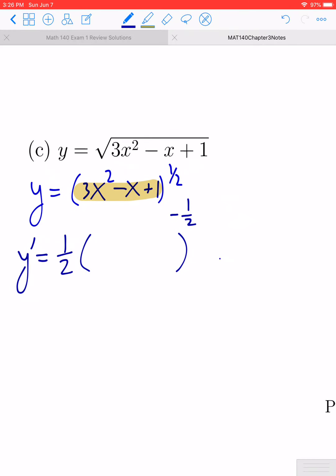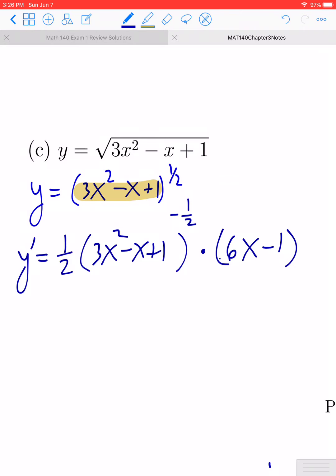And for the moment, we leave the inside function alone. So this is still composed with the inner function. And now from the chain rule, we need to multiply by the derivative of the inner function. The derivative of 3x squared minus x plus 1, that should be 6x minus 1.